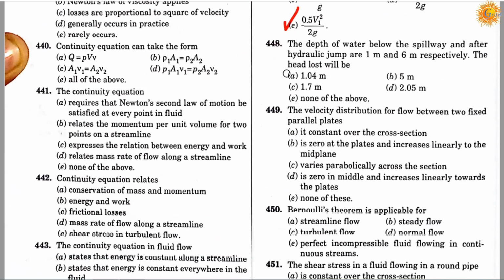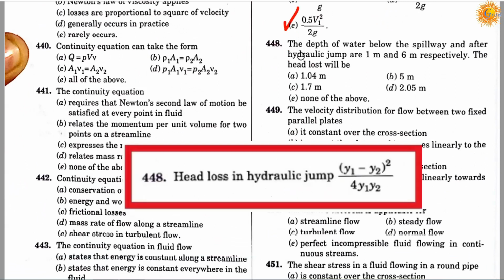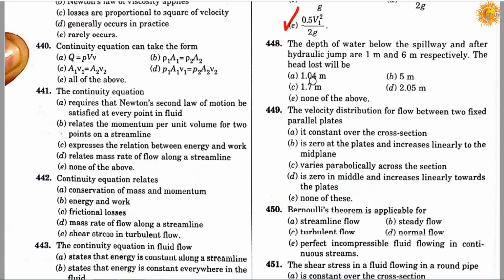Question number 448. The depth of water below the spillway and after hydraulic jump are 1 meter and 6 meter respectively. The head lost will be option A, 1.04 meter, option B 5 meter, option C 1.7 meter, and option D 2.05 meter, and option E is none of the above. So correct answer is A, it will be 1.04 meter.